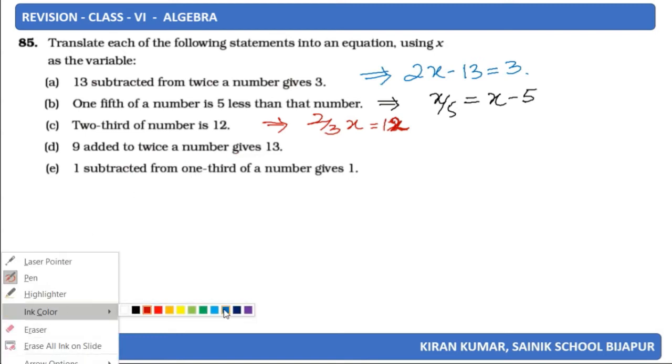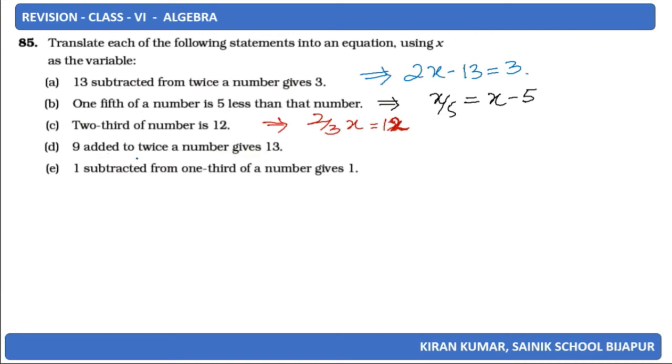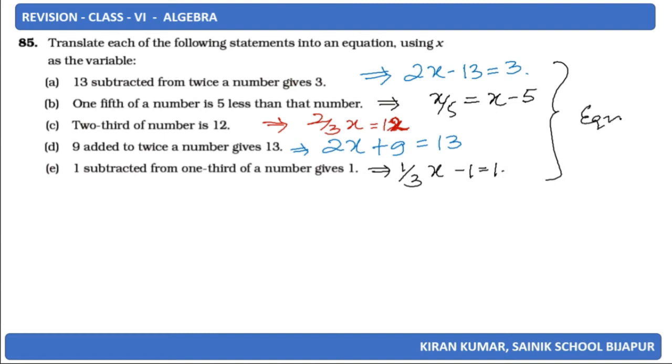Next we have D. 9 added to twice a number gives 13. Twice a number is 2x. 9 is added to that, it gives 13. Next one. 1 subtracted from 1/3 of a number gives 1. 1/3 of a number is 1 by 3 x. 1 is being subtracted from that and it gives 1. These are the statements expressed in terms of equations. So these are the equations representing the given statements.